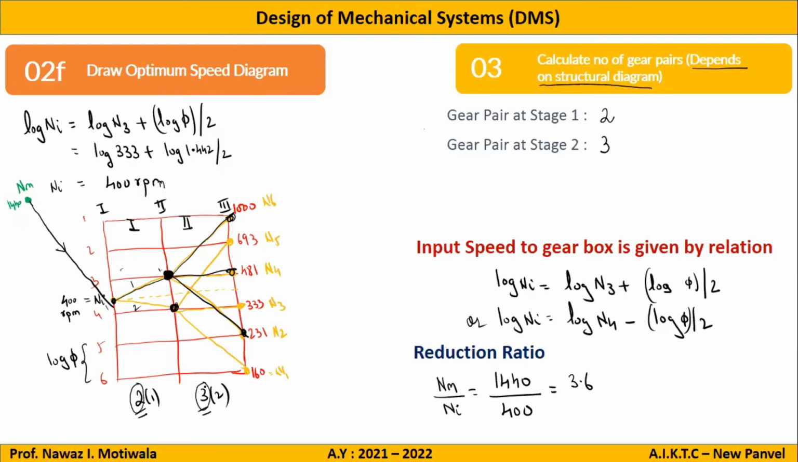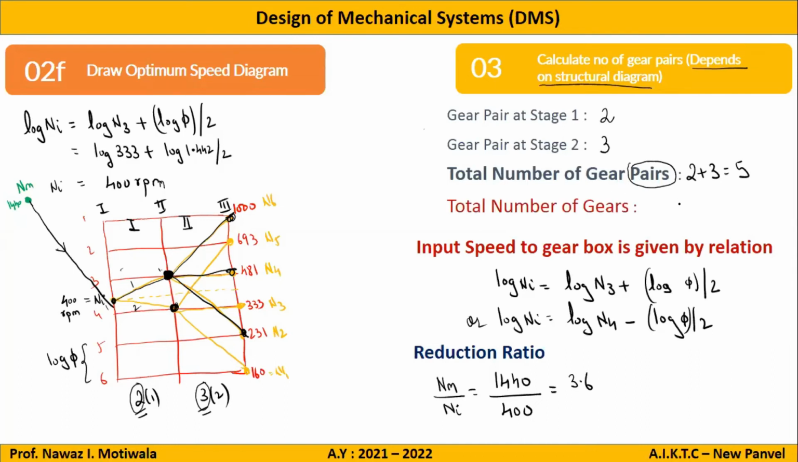So what is the total number of gear pairs we require, including 1 and 2? 5. See here, I have written total number of gear pairs will be 2 plus 3, which is equal to 5. Now what does a pair mean? 2. So if the number of gear pairs is 5, how many gears will I require? 10. I will require 10 gears, that is 5 multiplied by 2. So to achieve 6 speeds, I require a minimum of 10 gears.